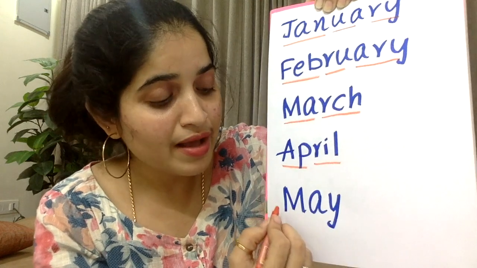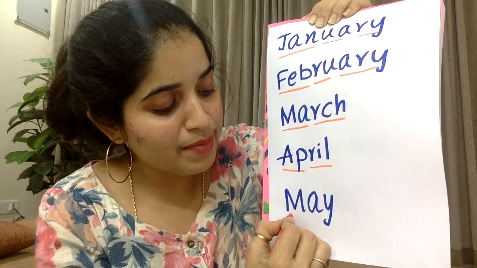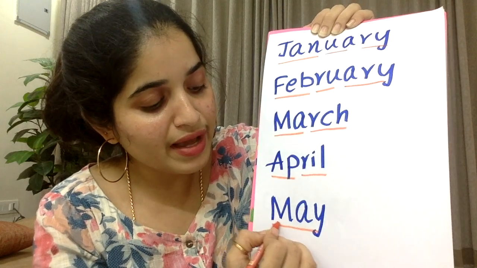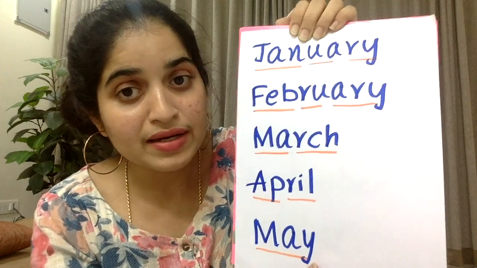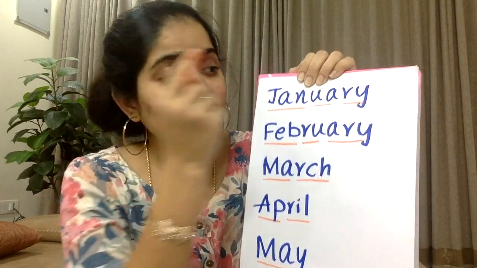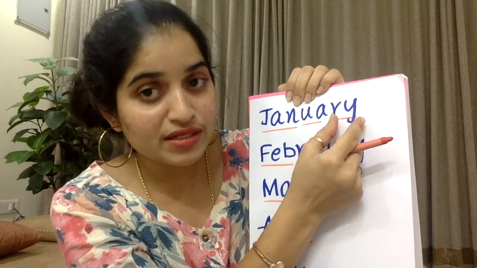April. May. May. All together. May. So, whenever you read it for the next time, you have to break the spelling only till here and till here and till here.